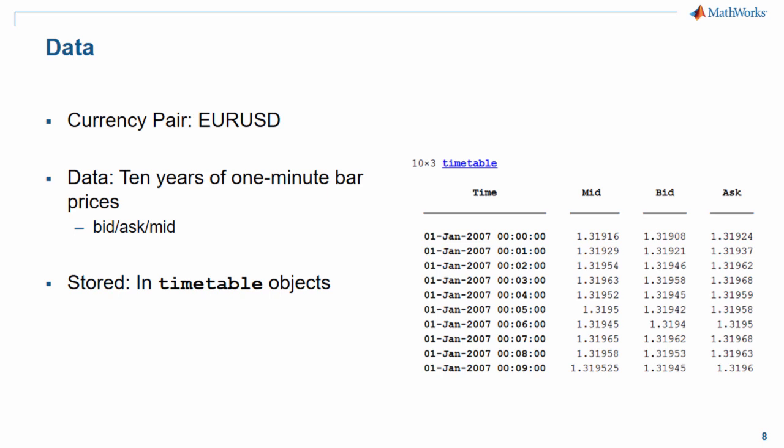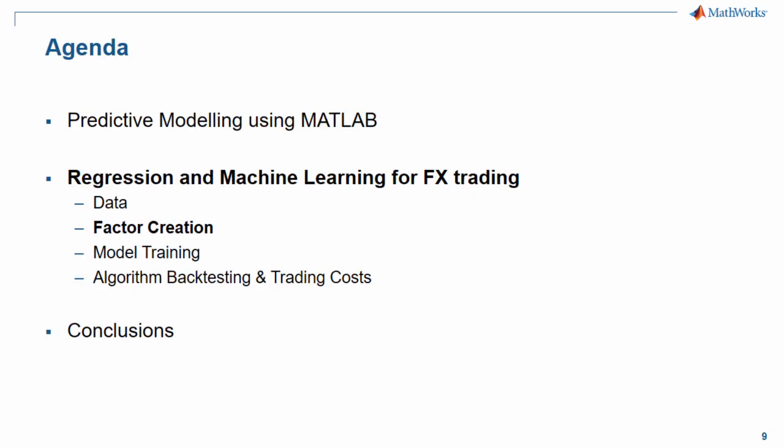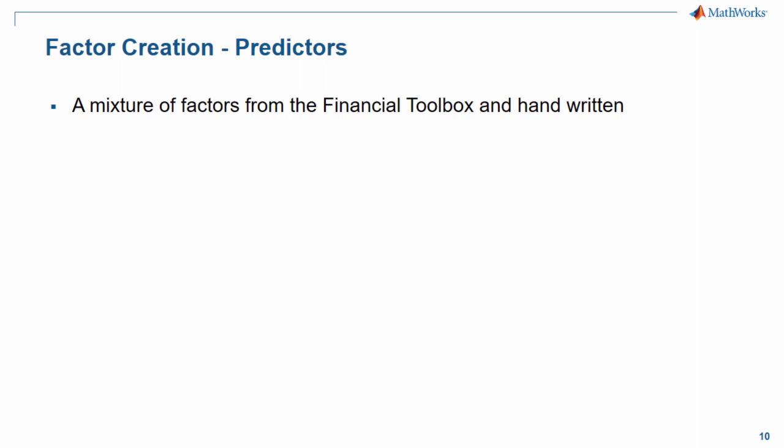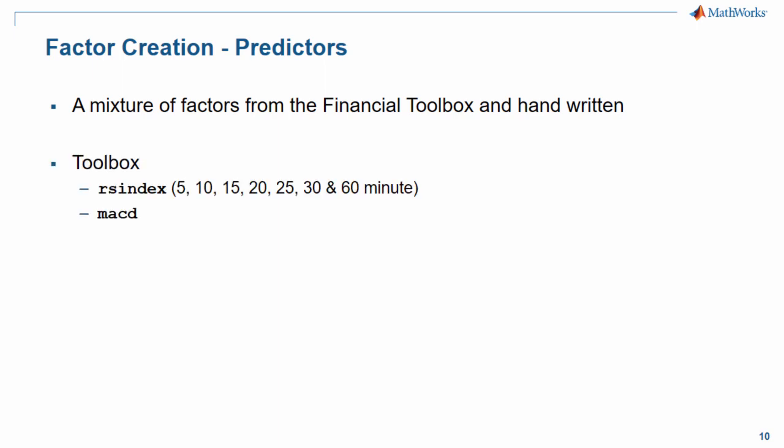I'm going to use the timetable's flexibility in windowing into our data, quickly taking windows based on time out of my data for looking at in-sample and out-of-sample data sets. For factor creation, today we're going to be looking at a mixture of factors. We're going to take some toolbox factors, some relative strength index factors over varying windows and some MACDs, moving average convergence divergence. And these come from the financial toolbox. I should stress again, these are not factors that are necessarily the right ones to choose. They're just the ones that I've picked today to play with.